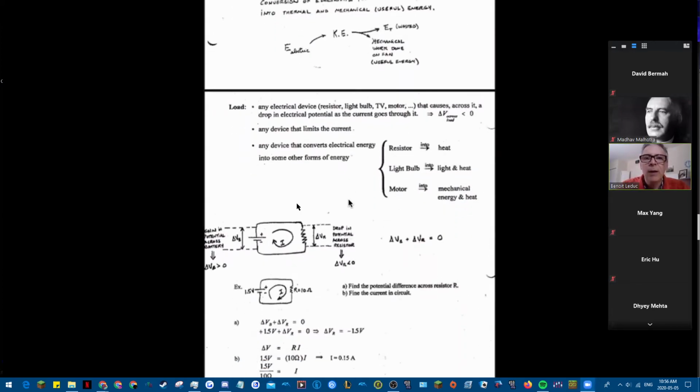Okay. So a load is an electrical device that does exactly the opposite. A source, the EMF source, takes some form of energy and converts it into electrical energy. A load is exactly the opposite. It takes electrical energy and converts this into some other form. All right, so a load is any device that causes a drop in electrical potential as the current flows through it. We're going to talk about this, but this is the definition here. So any device that converts electrical energy to some other form.